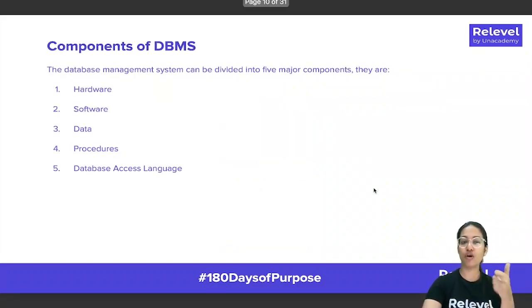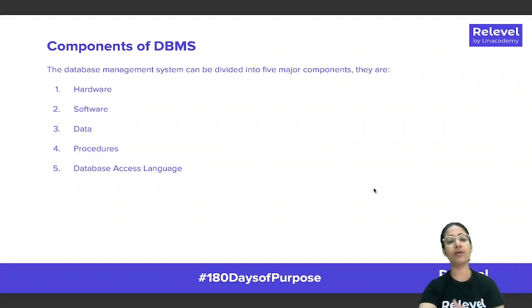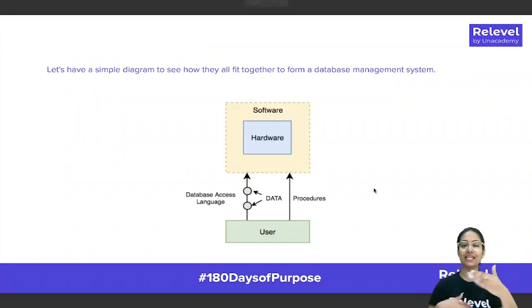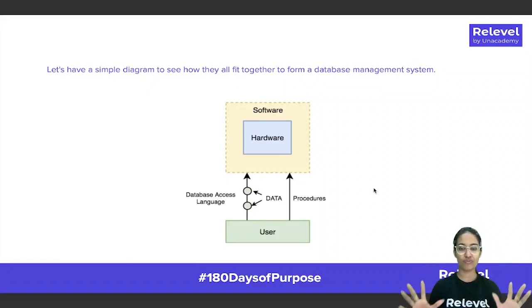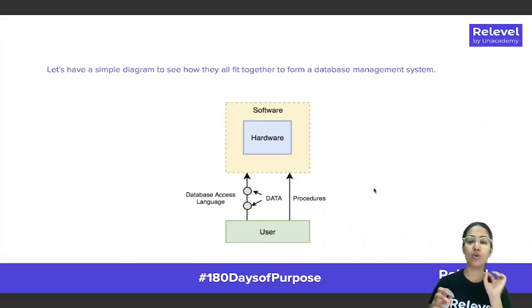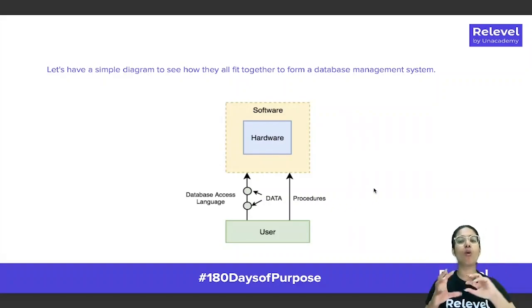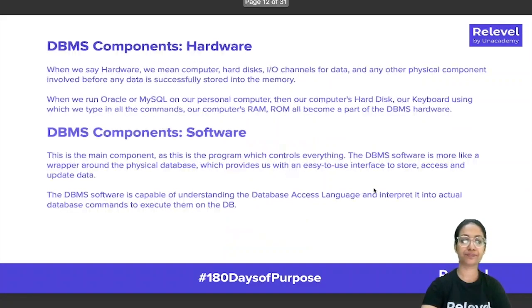Okay, so we have a software, we have a hardware, right? We have procedures, which we will talk about, and we have a database access language over here. Now this is just a high level overview, right? We are going to now go deep into detail about all of these aspects one by one, and take a detailed discussion about what they all do and what component takes care of what part of the database management systems. Okay, so let's take a look.